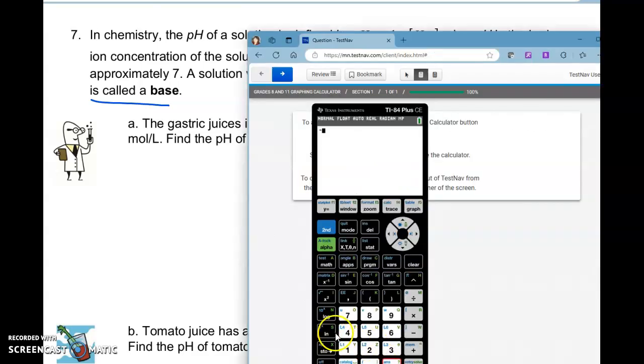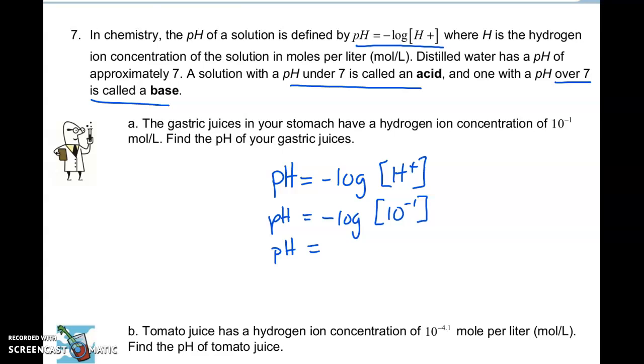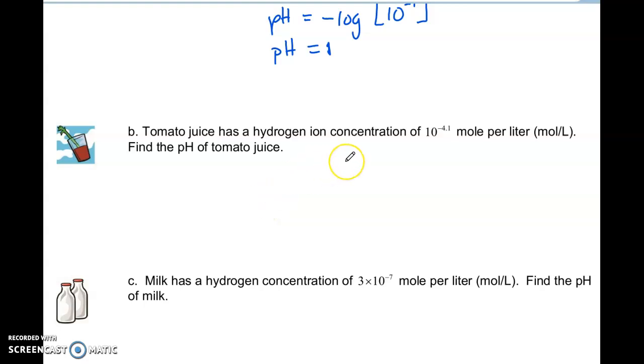So I'm going to do negative and then log. This is the common base. And then I'm going to say 10 to the -1st power. And I end up with 1. So the gastric juice has a pH of 1, which is acidic, so we would expect the stomach to have a pH that's more acidic.